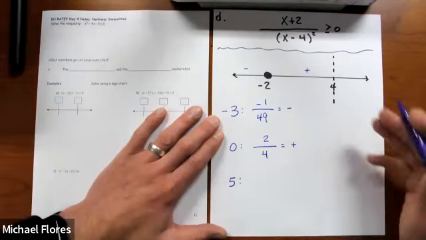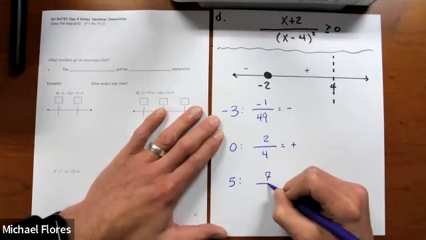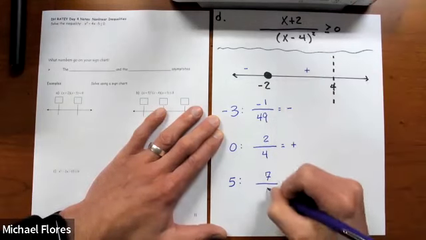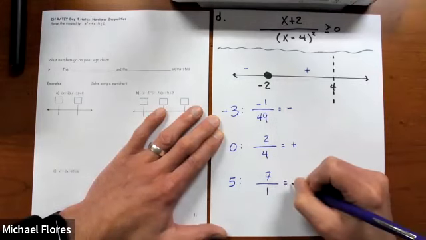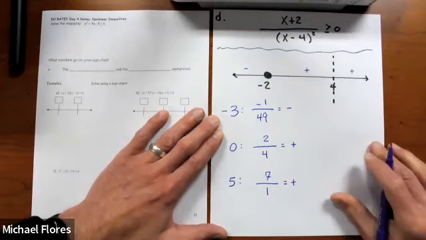And now let's choose 5. Take 5, plug it in. 5 plus 2 is 7 over 5 minus 4 is 1, and 1 squared is 1. That's going to result in a positive. So everything greater than 4 will be positive.